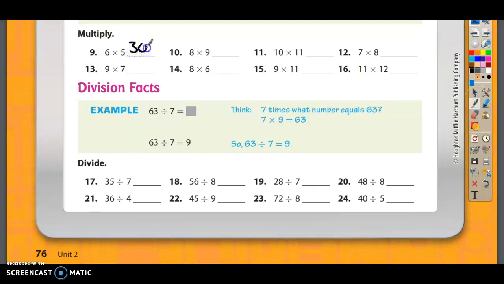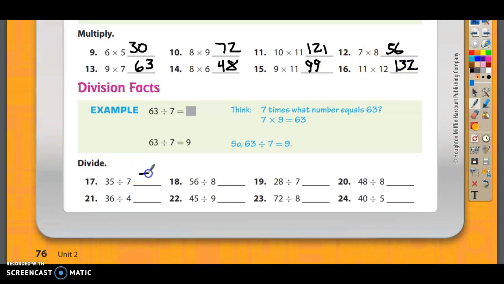6 times 5 is 30. 8 times 9 is 72. 10 times 11 is 121. 7 times 8 is 56. 9 times 7 is 63. 8 times 6 is 48. 9 times 11 is 99. 11 times 12 is 132.